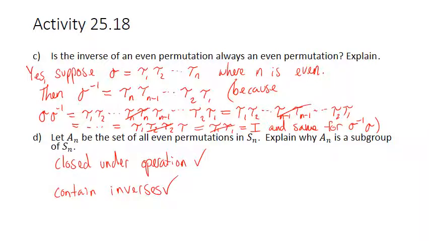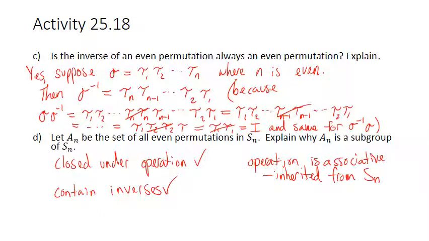What else do we need? We need that the operation is associative. We didn't talk about that, but why is that the case? This is actually just inherited from Sn. So all the elements in An are also elements of Sn, so they'll be associative because Sn is associative.